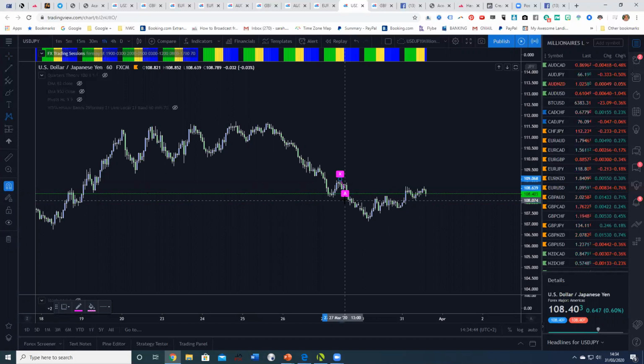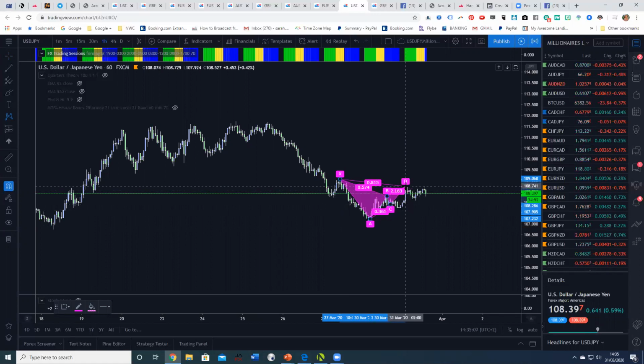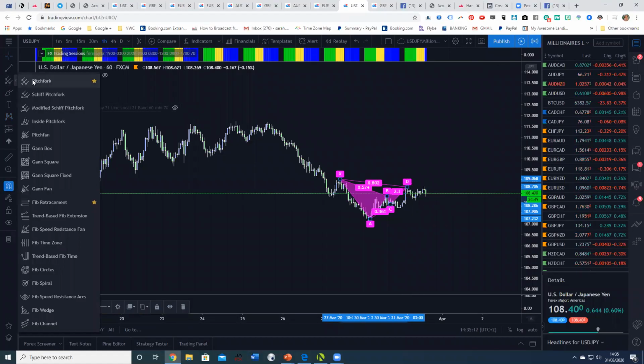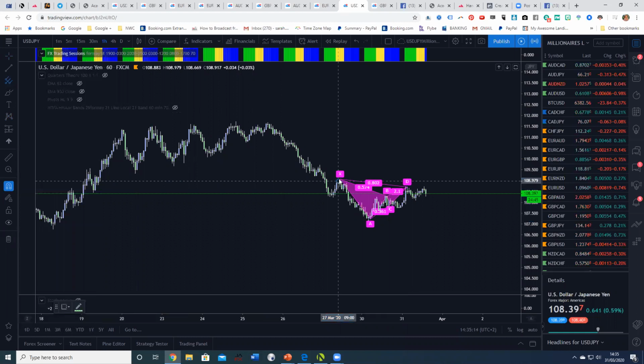The 30th of the 3rd at 5. That's going to be that one there. 30th of the 3rd at 15. That high there. The 30th of the 3rd at 17. And the D point there at 3. I'll just put the pitchfork on because it'll help me show you where the lines of support and resistance are. X to C to D.